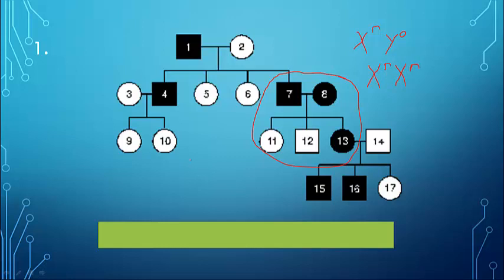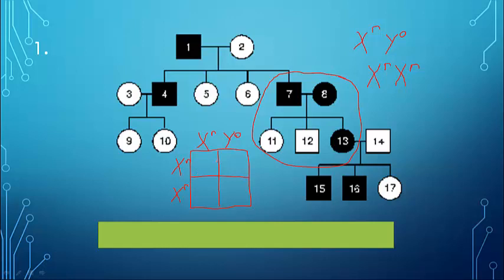If this is the case, we can draw a Punnett square, like so. And on the top, I'm going to put dad's. So X little r, Y null. And over here, we've got our female XX. And she is homozygous recessive for R.